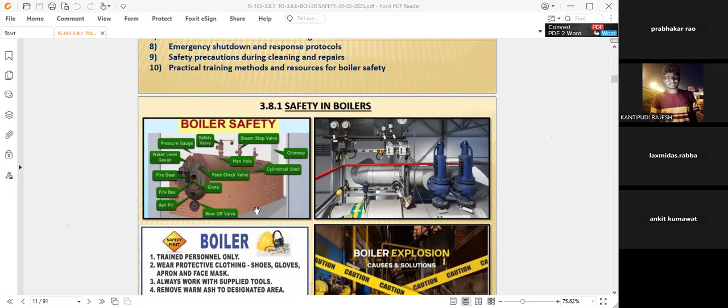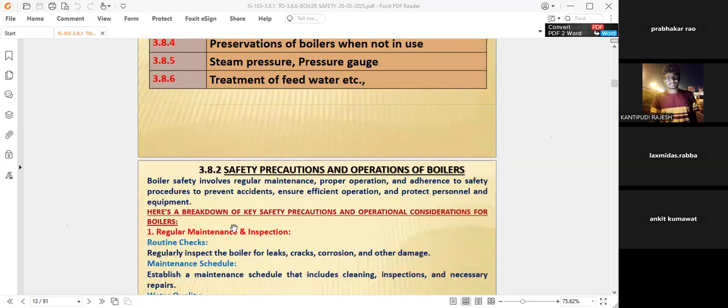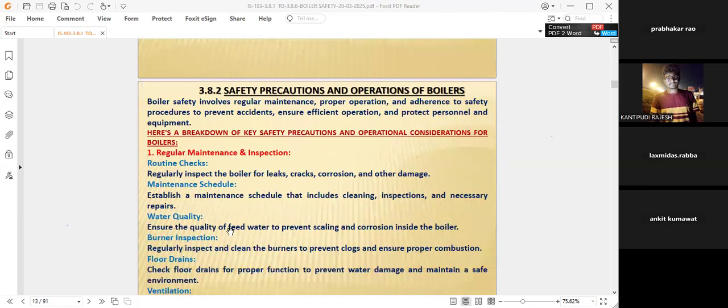These are things to be taken care of during the regular check, because there is steam, water, flue gases, and fuels. That's why at any time there can be an interlock, locks, or an airlock in the tubes. You have to always see that the locks are open. That's why regular checks will be required. Regularly inspect the boiler for leaks.